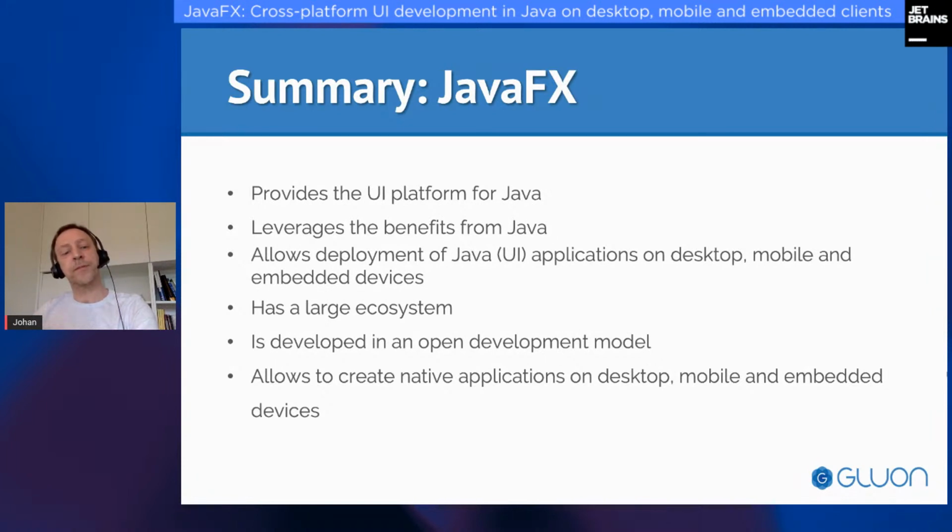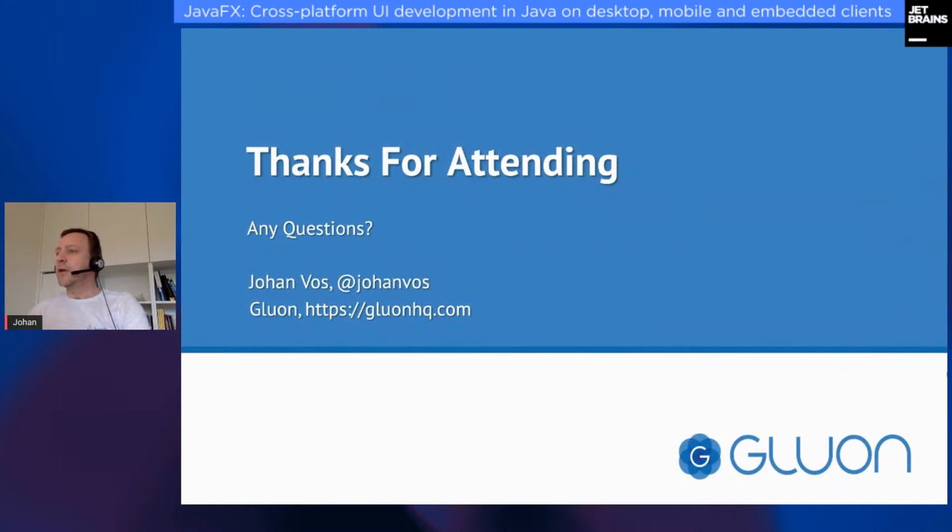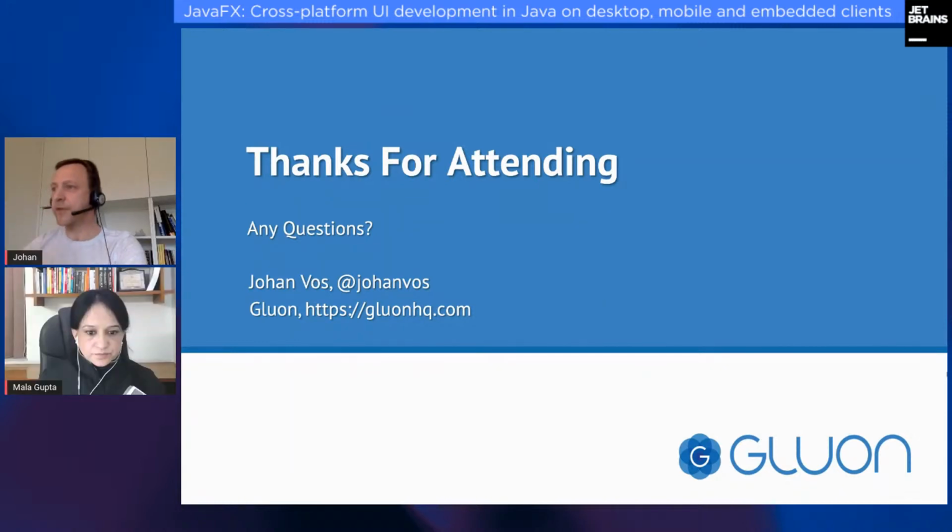There's a huge ecosystem, and it's developed in an open development model, the OpenJFX repository, and it allows you to create native applications on desktop, mobile, and embedded devices. So I think that's my presentation. I'm looking at the questions now, and unless Mala, you think there's something that I really should answer, I will quickly go over them and choose an order.